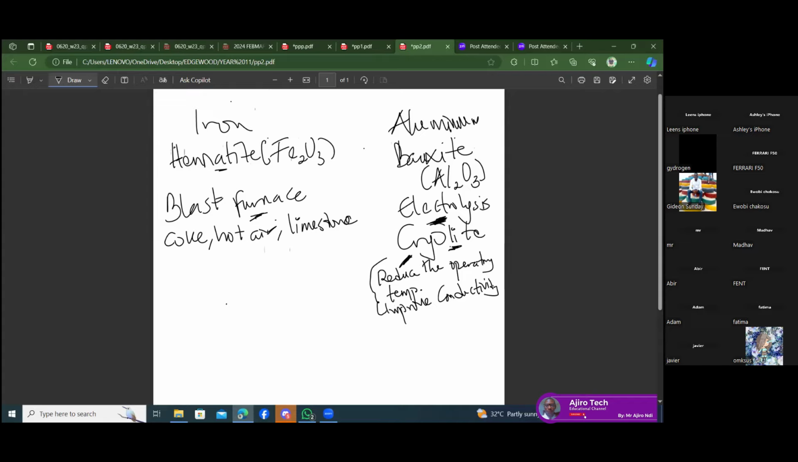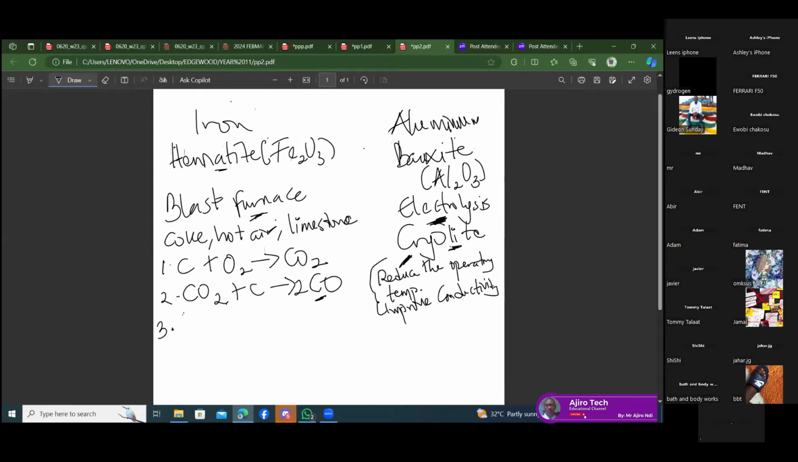So the first reaction is that the coke that you added reacts with the hot air to form carbon dioxide. Then secondly, the carbon dioxide further reacts with more of the coke to give carbon monoxide. And then step number 3 is this carbon monoxide that has been produced simply reacts with the iron ore. It reduces the iron ore to form iron plus carbon dioxide. And of course you can balance this equation, right? It's important that these equations are balanced.